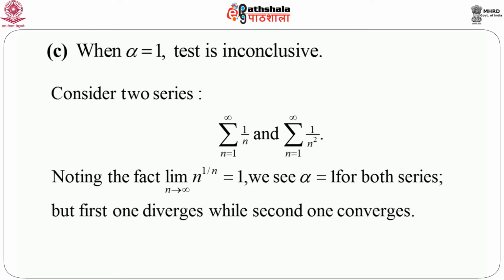Noting the fact that we know already that limit n tends to infinity of n to the power 1 by n equals 1, we immediately see that alpha equals 1 for both the series. But it is clear that the first series diverges while the second one converges, because we know that summation of 1 by n is a divergent series, and summation of 1 by n square is convergent.